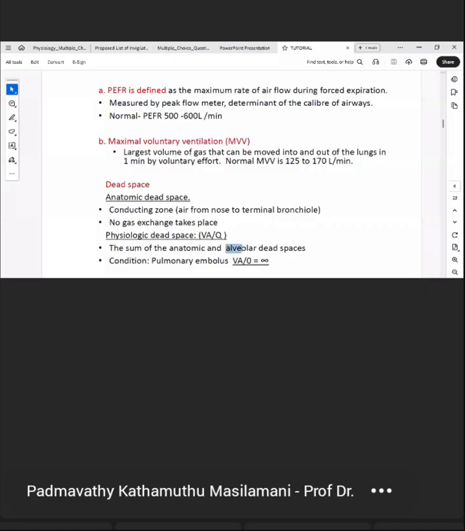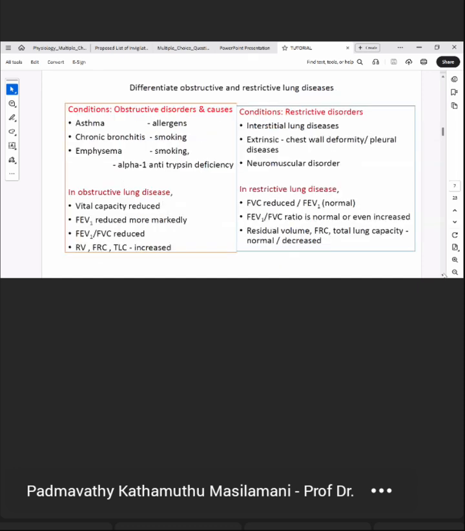The alveolar dead space is when there is no perfusion. That means VA by Q, the Q is zero, so ventilation is there but there is no perfusion. The volume of air in the non-functioning area is called the alveolar dead space. So the VA by Q is infinite. That is physiological dead space. This is a very important one. You just know what it is. If you don't understand, please ask me anything. Don't hesitate. I'm ready to explain.